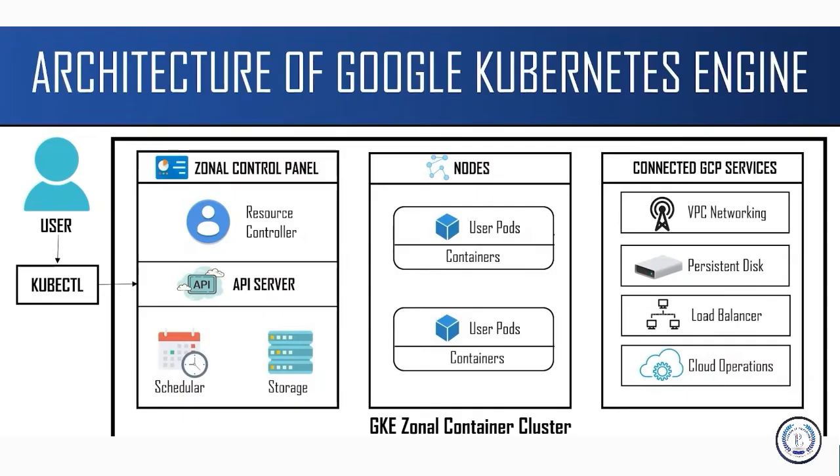Next, we have something called the user pods. Now, pods are the most basic and smallest deployment object in Kubernetes. It can contain one or more containers. So now when the pod runs multiple containers, the containers are managed as a single entity, and it shares the pod's resources such as networking and storage. They're connected to various GCP services such as VPC networking, persistent disk, load balancer, and other cloud operations. This was the architecture of GKE.